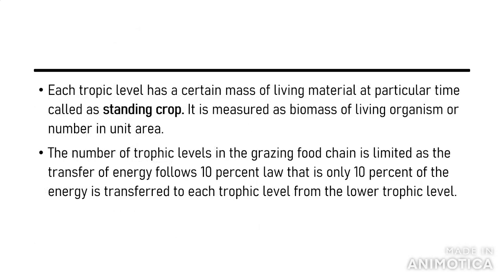Each trophic level has a certain mass of living material at a particular time called a standing crop. It is measured as biomass of living organisms or number in unit area. The number of trophic levels in the grazing food chain is limited as the transfer of energy follows 10% law, that is, only 10% of the energy is transferred to each trophic level from the lower trophic level.